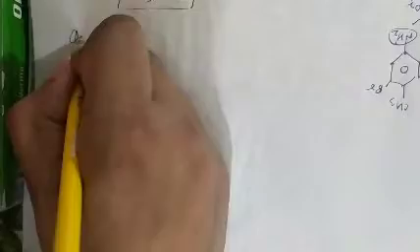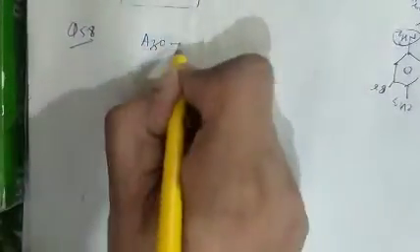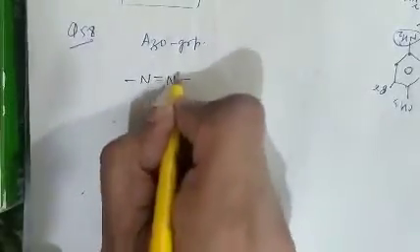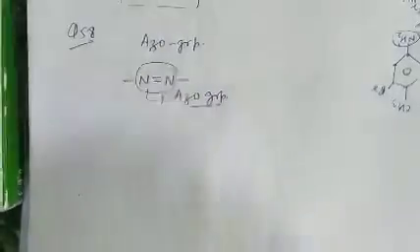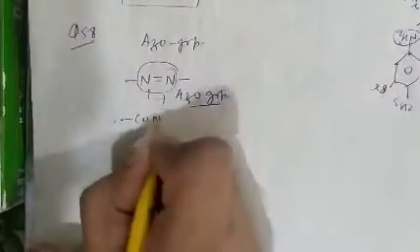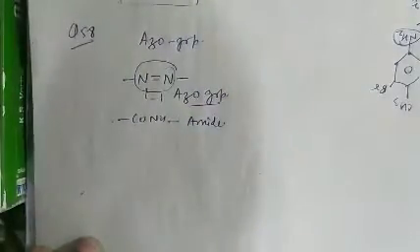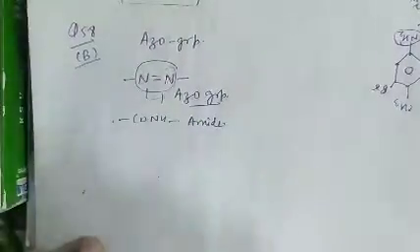Question number 58 asks which of the following groups is the azo group. As we know, the nitrogen double bonded group is known as the azo group, while CONH is the amide group. So question number 58, option B is correct. See question number 59.